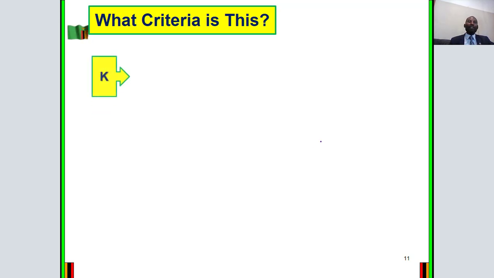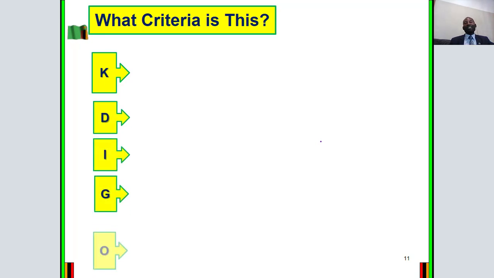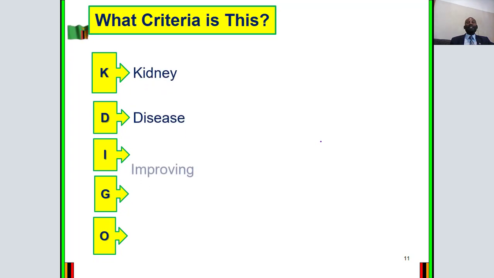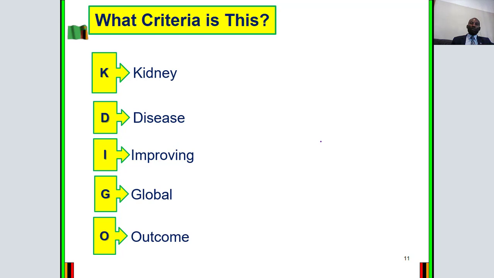Let's begin with this now. We're now saying KDIGO. What did we say KDIGO is? It is Kidney Disease Improving Global Outcomes. We begin. On this aspect, I'm talking about staging. The KDIGO has 3 stages.